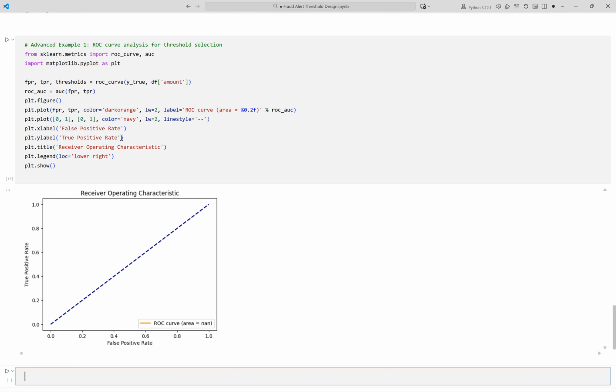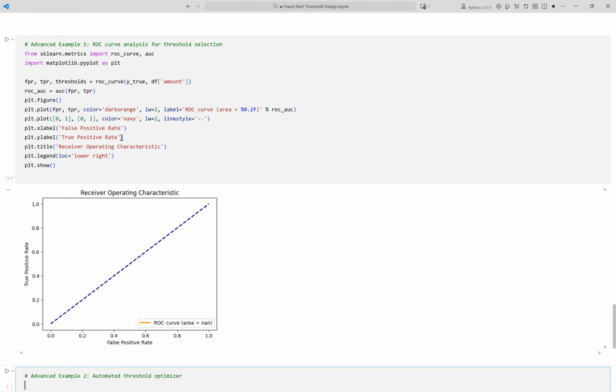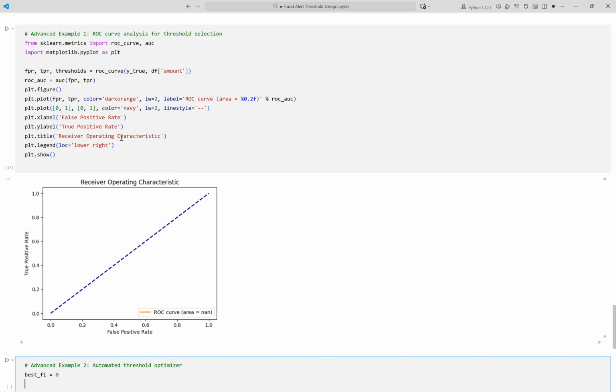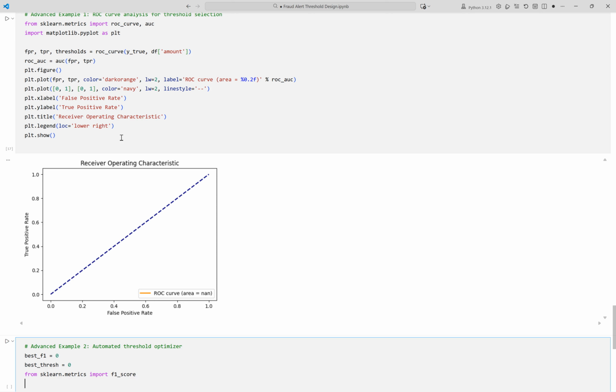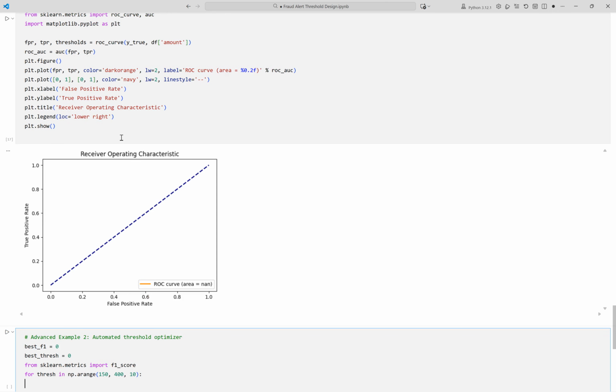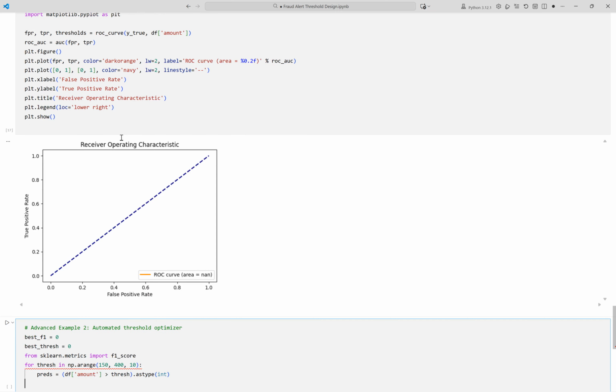We initialize variables to store our best F1 score and best threshold. We initialize the best threshold value. We import f1_score for model evaluation. We iterate through thresholds from 150 to 400, stepping by $10. We apply each threshold to flag fraud cases. We compute the F1 score for each threshold.